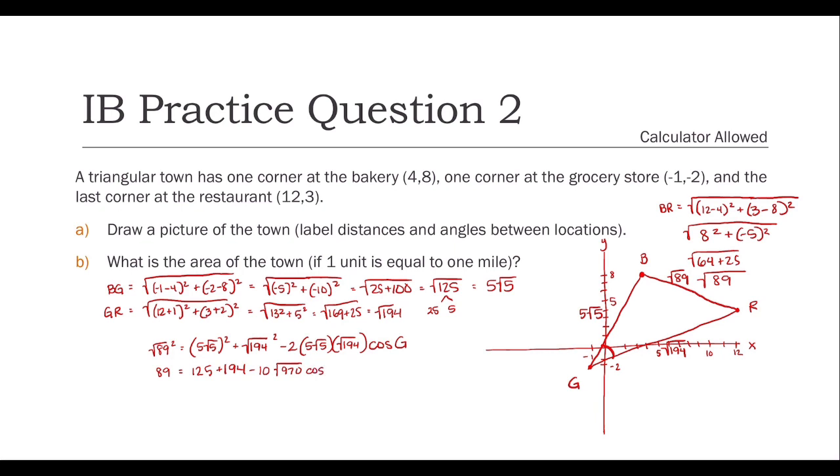times the cosine G. So if we solve for G, we get that G equals the inverse cosine of (89 minus 125 minus 194) over (-10 root 970). And we don't need to simplify that because we can just plug it into the calculator and get that G is approximately 42.4 degrees.